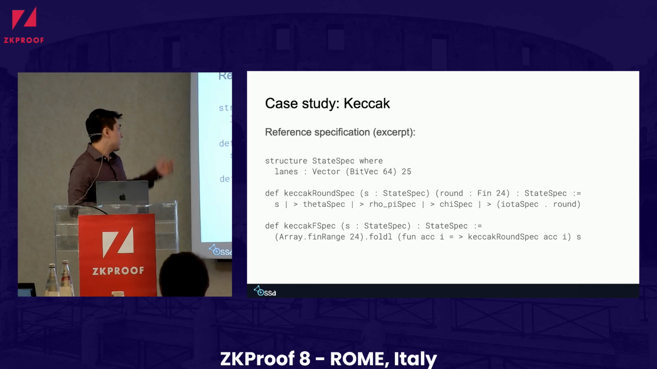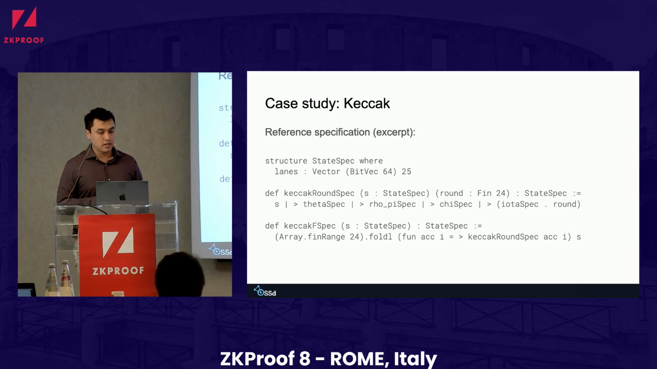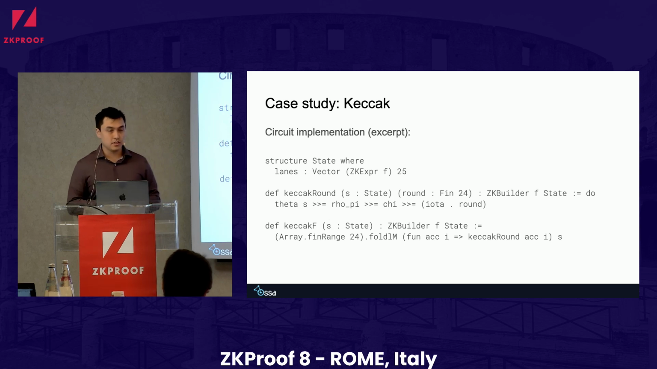And now you have your round function, where it's calling helper functions for theta, rho, and all the parts of the Keccak round. And then for your overall Keccak, you're just doing a fold over that Keccak round, so you're doing 24 evaluations of that. So now if you want to implement this in zkLean, I think it's pretty nice and very close to the actual specification itself.